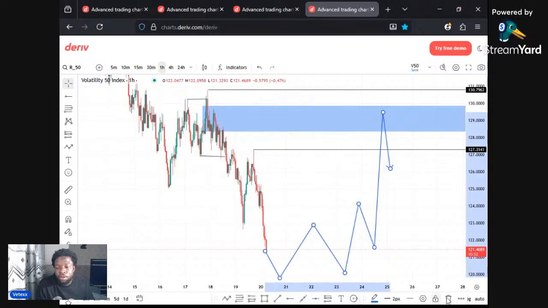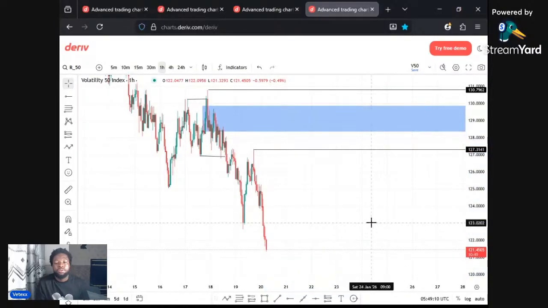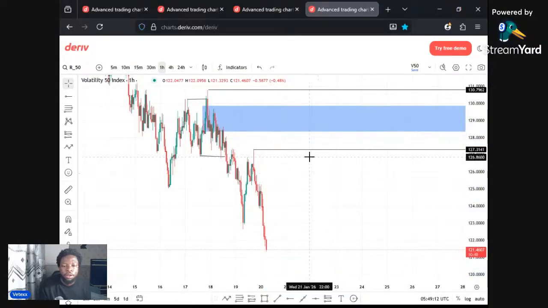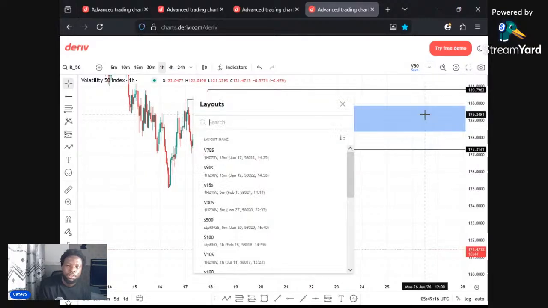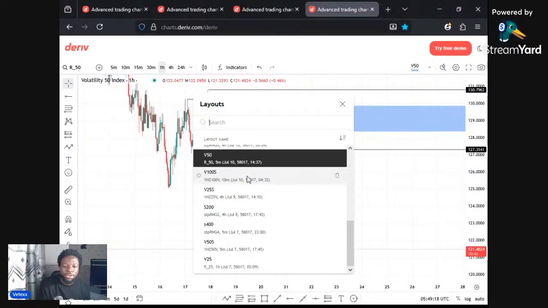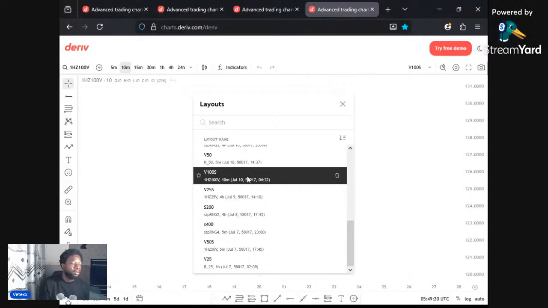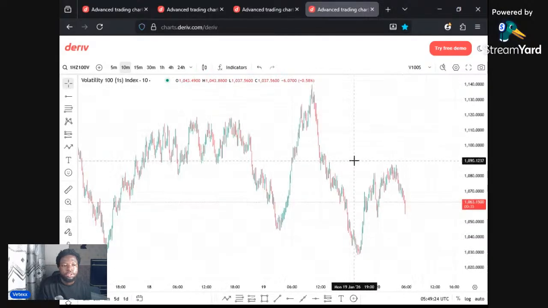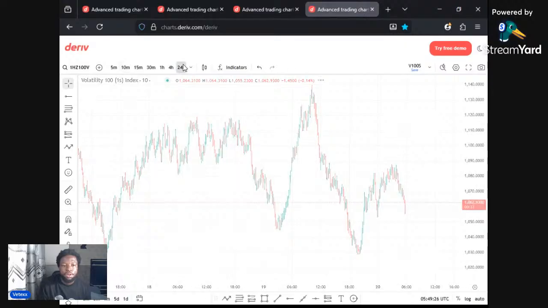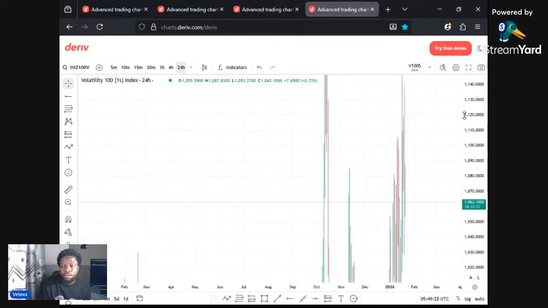Hopefully it does that, and then I'll follow you guys up in the Telegram community. So this is what you're anticipating right now. So you can mark this down, put it on your watch list, and also anticipate it in case price comes to the POI later. The next we are going to be checking out is V100 index.